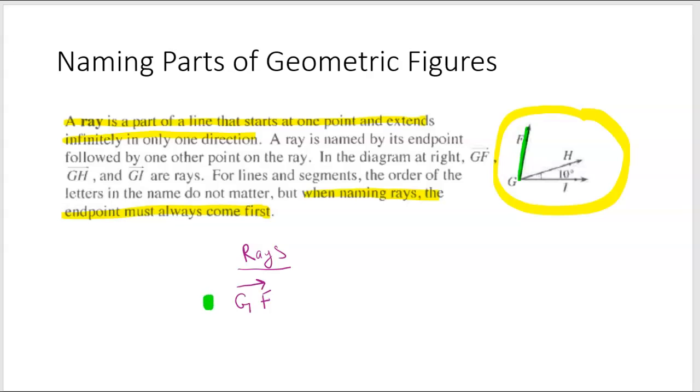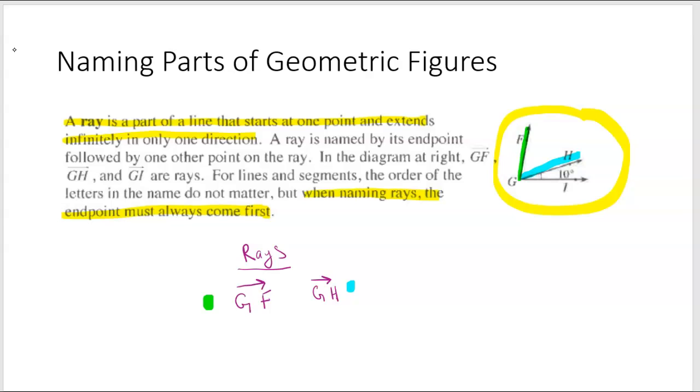Okay. If I want to draw G to H, right, with my little ray, change my color up, my G to H would be this guy right here. Okay. So again, the order matters for rays. It does not matter for line segments and lines.